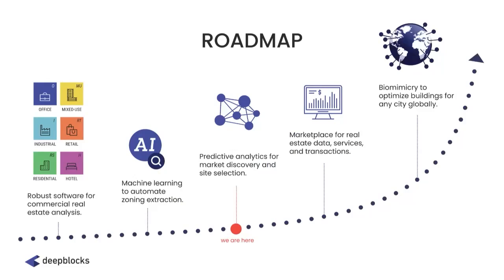So right now we have built this robust software. We've used machine learning to extract zoning data. We're now trying to predict the next boom markets and where one should buy real estate. We're opening it up next so that we bring all these data sets. We also want to bring functionality, services, and even do transactions and see what happens in the blockchain space to facilitate smart contracts and transactions in the software.